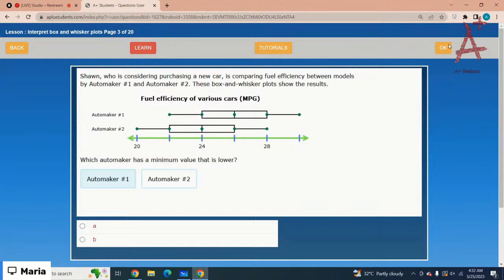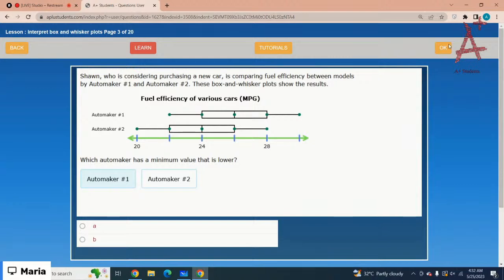Okay, Sean, who is considering purchasing a new car, is comparing fuel efficiency between models by Automaker 1 and Automaker 2. These box and whisker plots show the result. Which automaker has a minimum value that is lower? So, which is the correct option? Minimum value that is lower. So, which one has the lower?